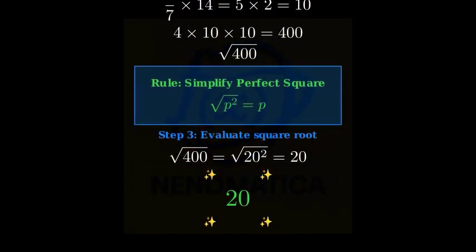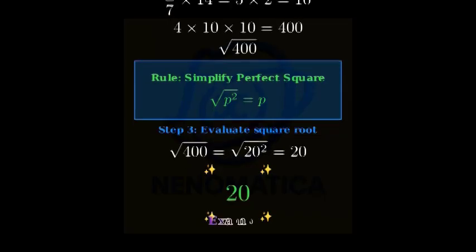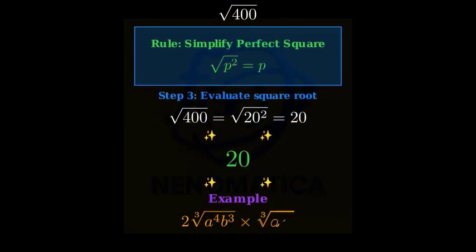Now, let's move on to our second example. We need to compute the product of 2 times the cube root of a to the 4th power times b cubed, multiplied by the cube root of a squared times b. Let's solve this step by step as well.